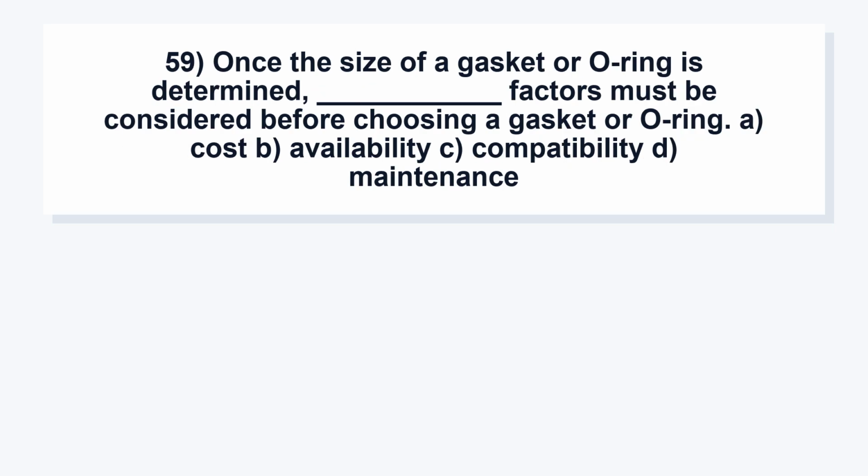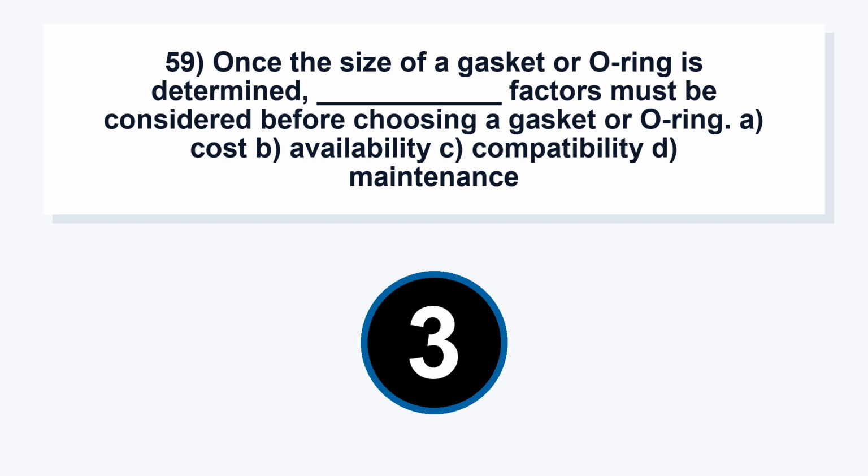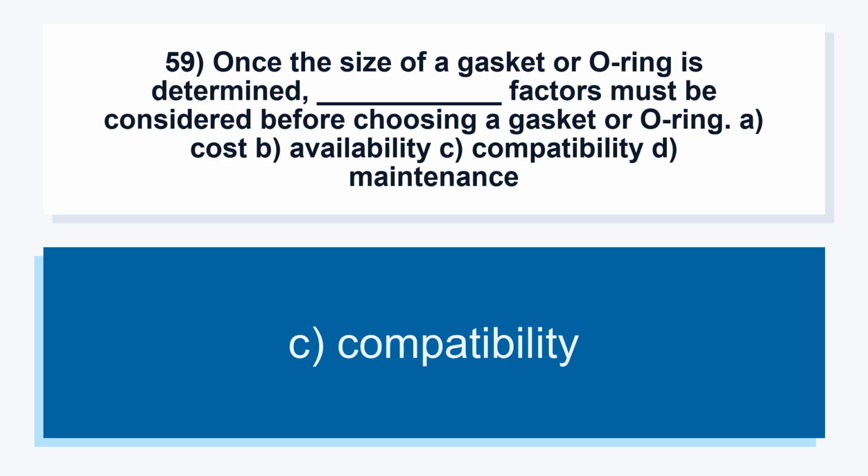59. Once the size of a gasket or O-ring is determined, factors must be considered before choosing a gasket or O-ring. A. Cost, B. Availability, C. Compatibility, D. Maintenance. C. Compatibility.